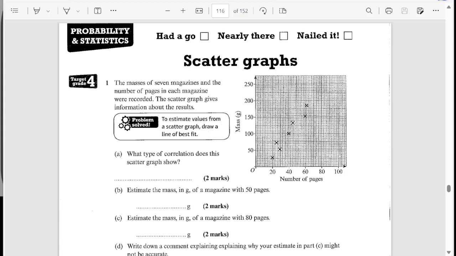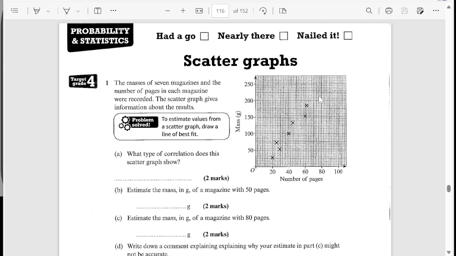Today we're taking a higher tier topic. We're looking at scatter graphs. This is page 114, so it's topic 114, scatter graphs, from the GCSE higher tier revision workbook from Edexcel.